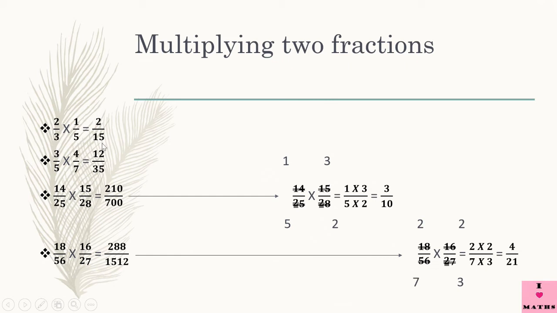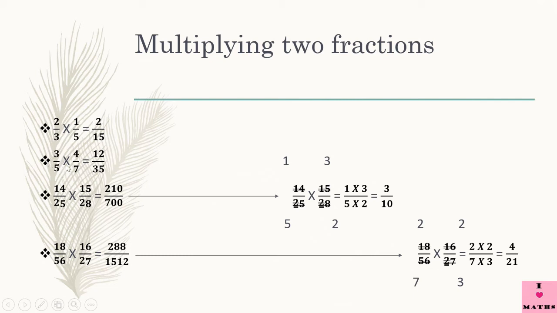So children, when we are given two fractions which are in their lowest forms, then to find the product of these two fractions, we are supposed to multiply their numerators and write the answer as the numerator of the product, and we are supposed to multiply their denominators and write the answer as the denominator of the product. So this is how we are supposed to do. Let us see one more example.